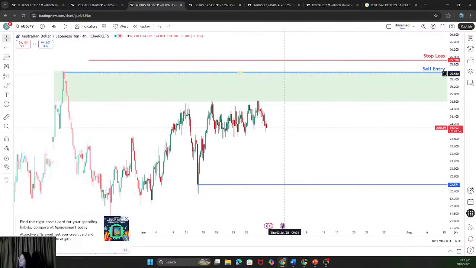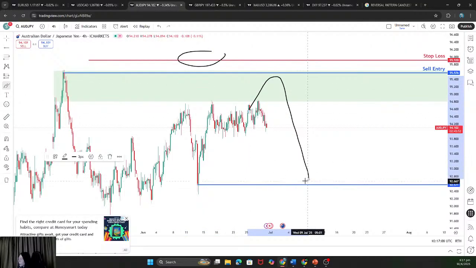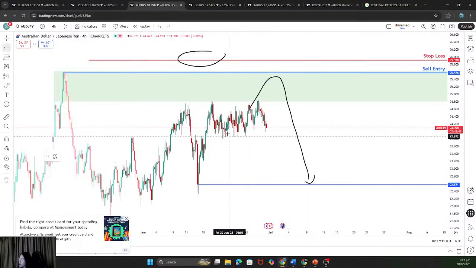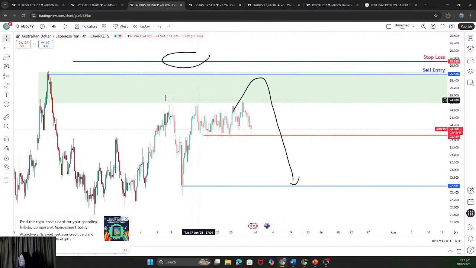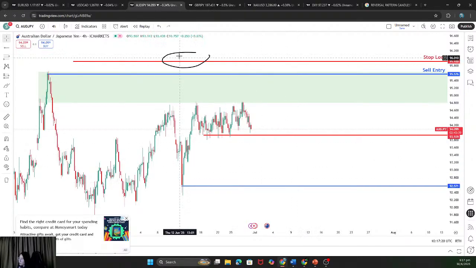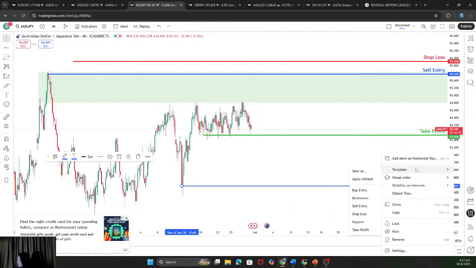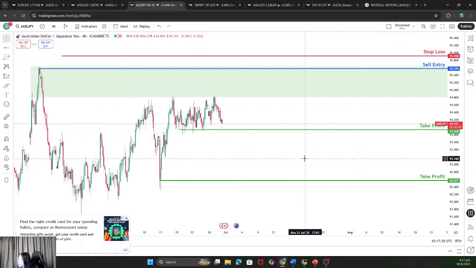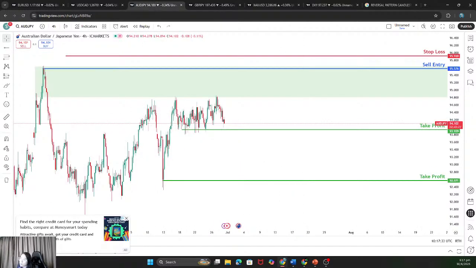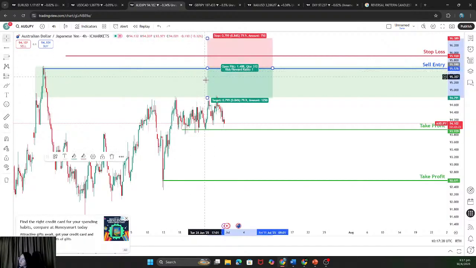Once price gets here, I'm gonna get in, put my stop loss here, and then I'm gonna play it all the way down to here. If I'm being very conservative, I'm gonna play it down to here. If you're gonna play it down to the lower, the first take profit, I'm gonna put this as a very conservative one. Take profit. It still looks healthy, to be honest. They both look very healthy.